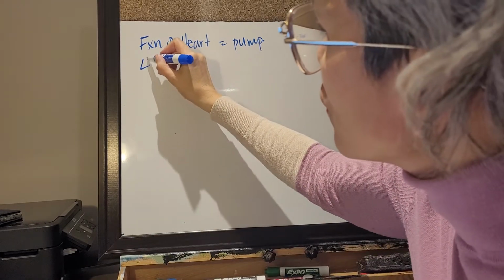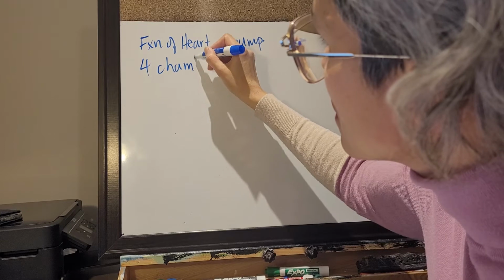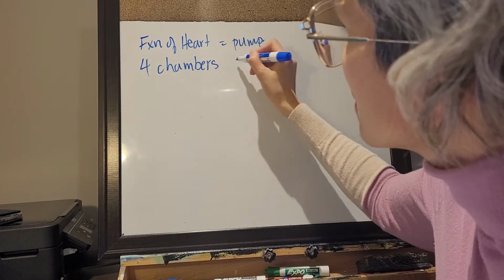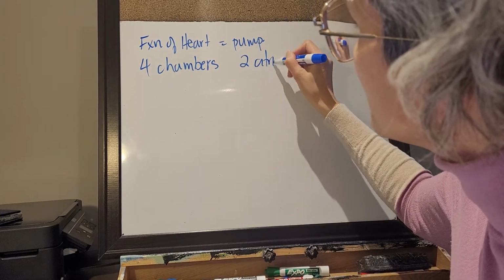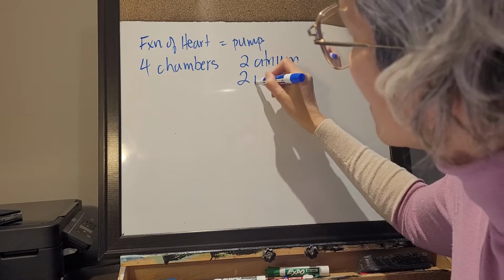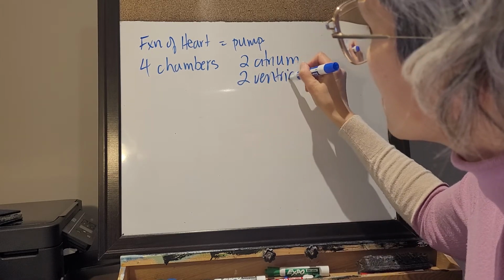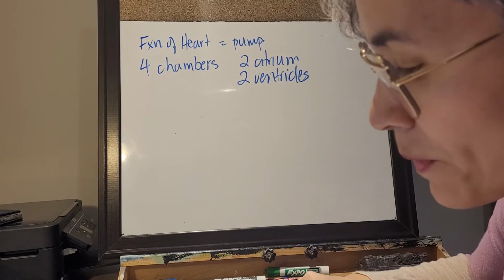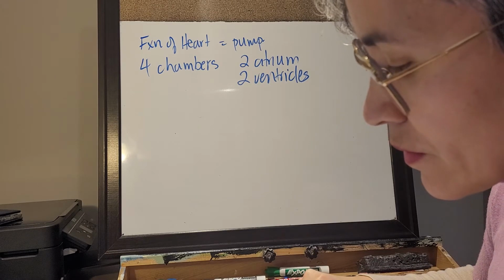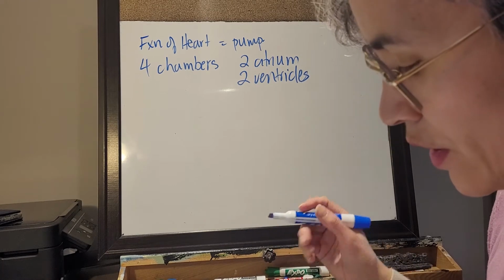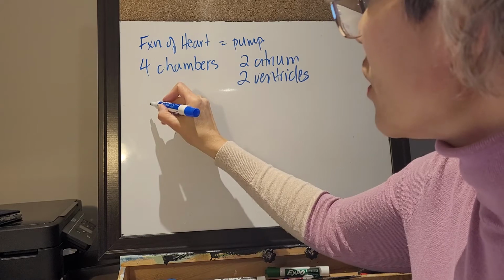Make sure you know the 4 chambers. This is 2 atria and 2 ventricles. Make sure you know heart wall structures.